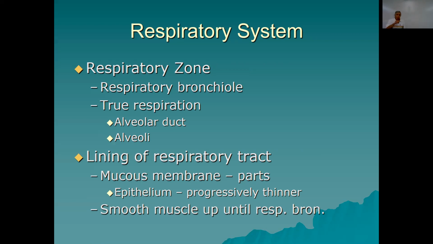Oh, and the smooth muscle that surrounds all of these conducting pathways up until the respiratory bronchiole. And then when we get into alveolar ducts, there's no more muscle. So we can change the size of these passageways. It's called bronchodilation when they get larger, bronchoconstriction when they get smaller, by contracting or relaxing the smooth muscle that surrounds these passageways. Okay.